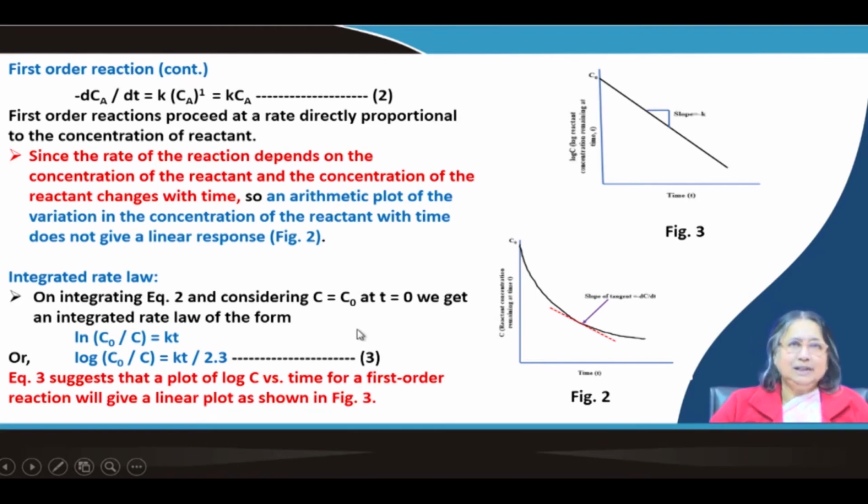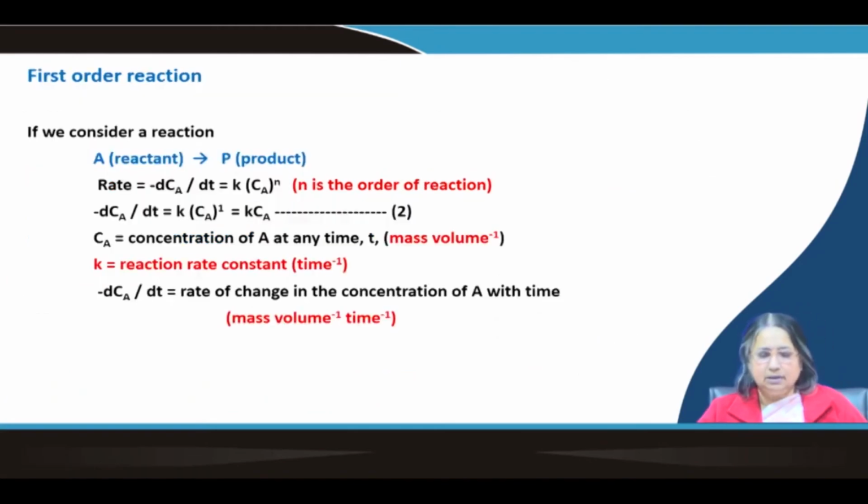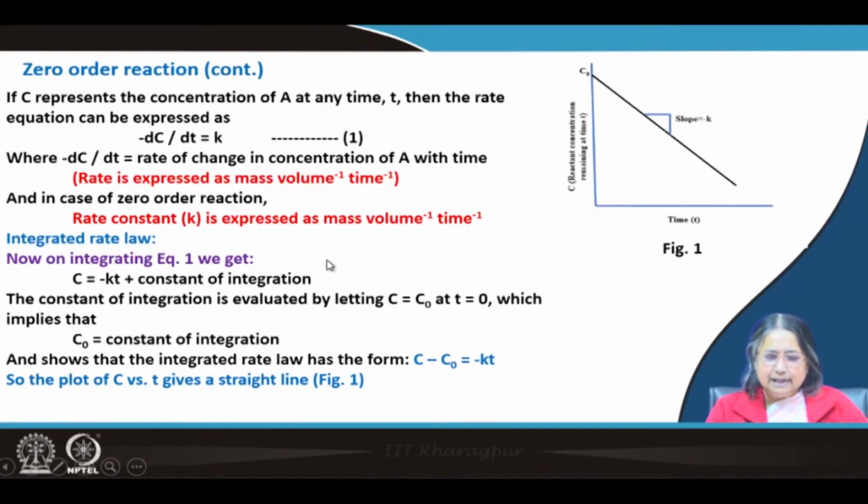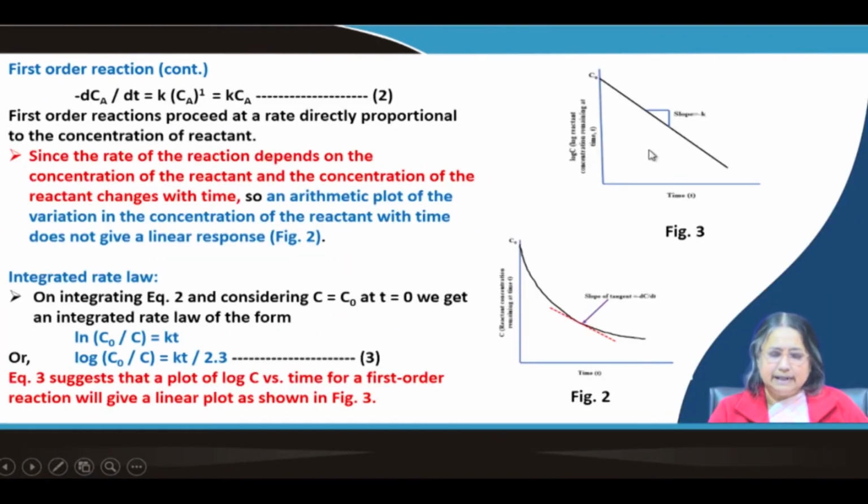Now, previously we have seen that for the zero order reaction, concentration versus time will give a straight line, but in case of a first order reaction you have to plot log or ln versus time, then you will get a straight line. Okay, this is the difference between the zero order and first order reactions. These are both the integrated rate laws.